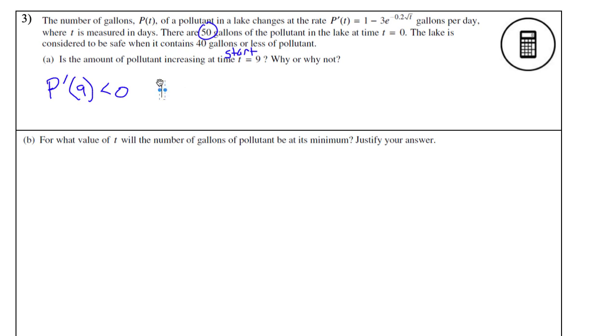So we can say, no, it's not increasing. It is decreasing. Why? Because P prime of 9 is less than 0. And if there was a negative rate, you subtract the positive rate with the negative rate. Yeah, positive. Exactly, yes. Yeah, good insight.